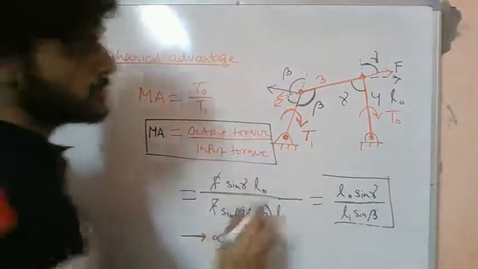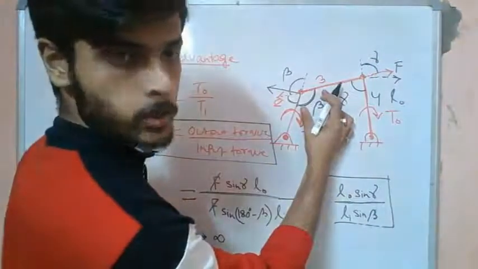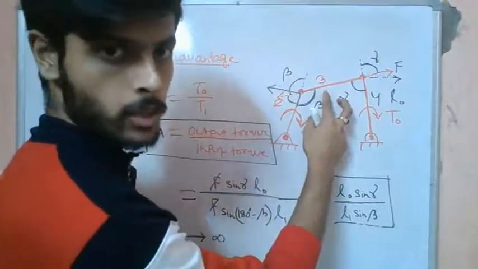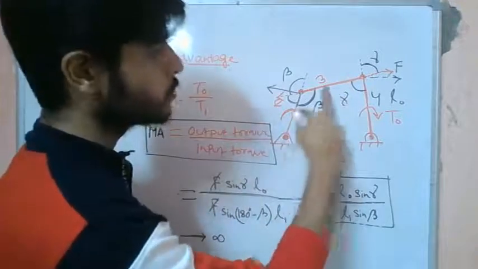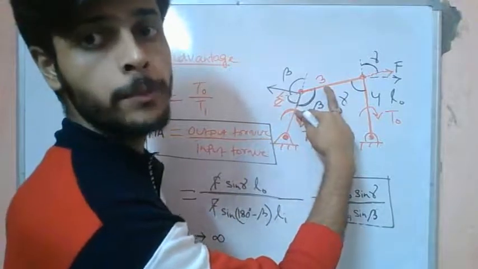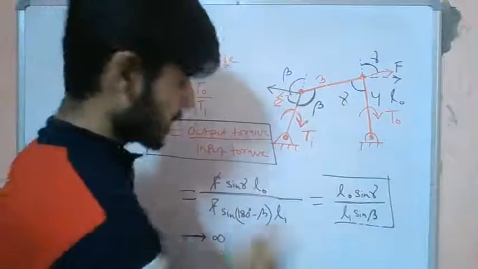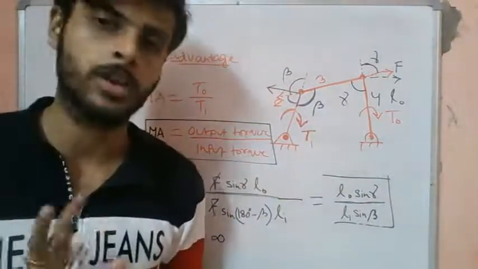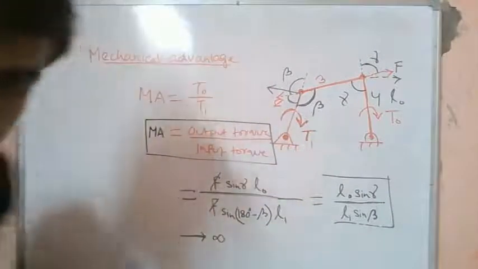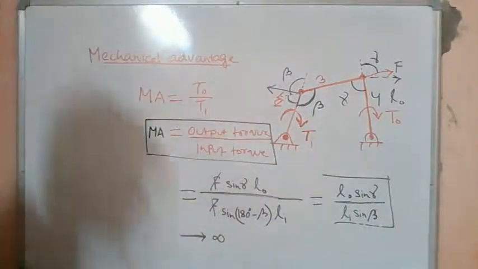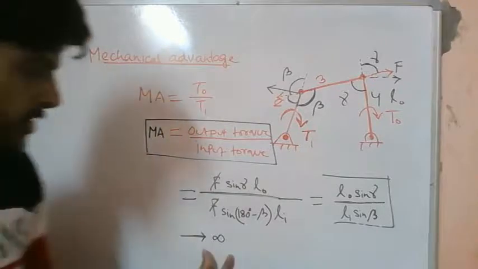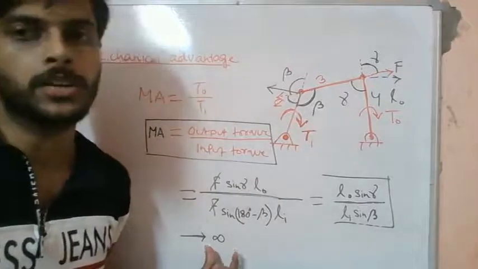So that means if the angle between the input link and the coupler becomes 0 or 180 degrees, these two links become parallel or anti-parallel. In such a case, the mechanical advantage will tend to infinity and the position will be called the toggle position. We have seen earlier in the parallelogram mechanism, this position is called the toggle position. So in a toggle position, the mechanical advantage tends to infinity.